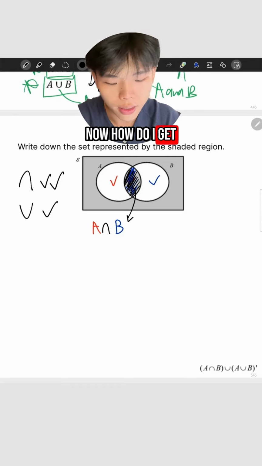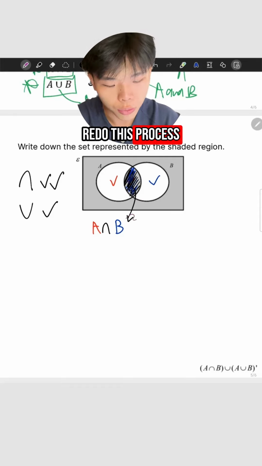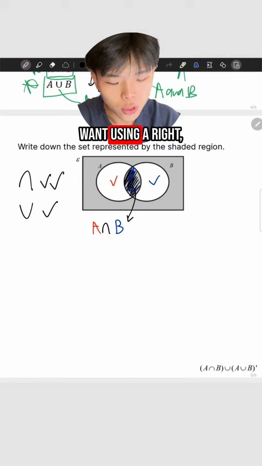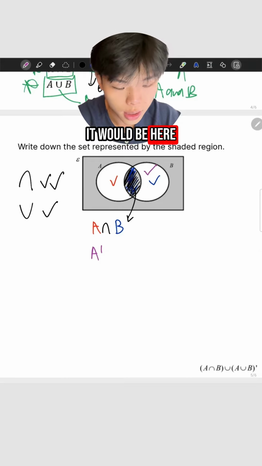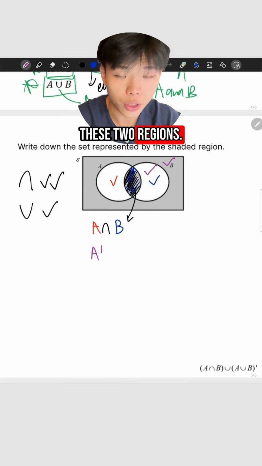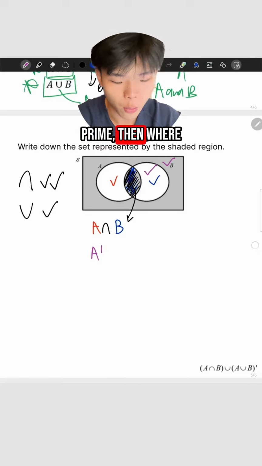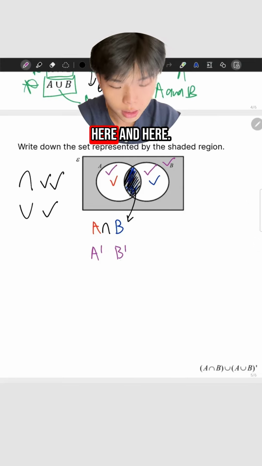Now, how do I get the region outside? So let me just redo this process over here. If I want A prime, it would be the purple color ticks. A prime would be anything outside of A. So it will be here and here, right? A prime will be these two regions. Next, if I want B prime, then where would B prime be? B prime would be here and here, right?